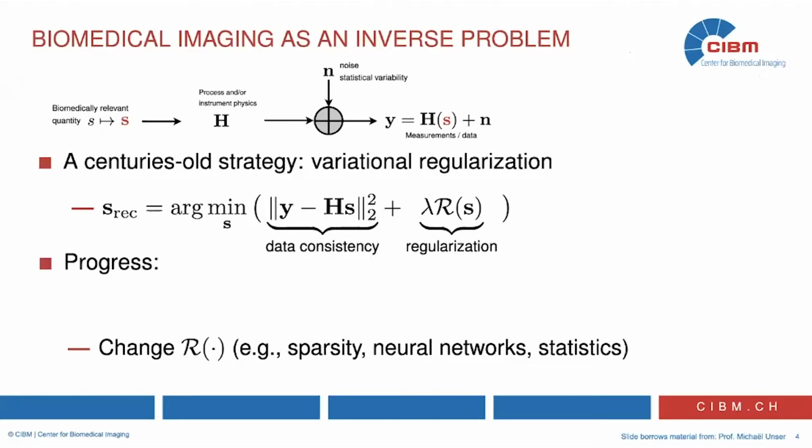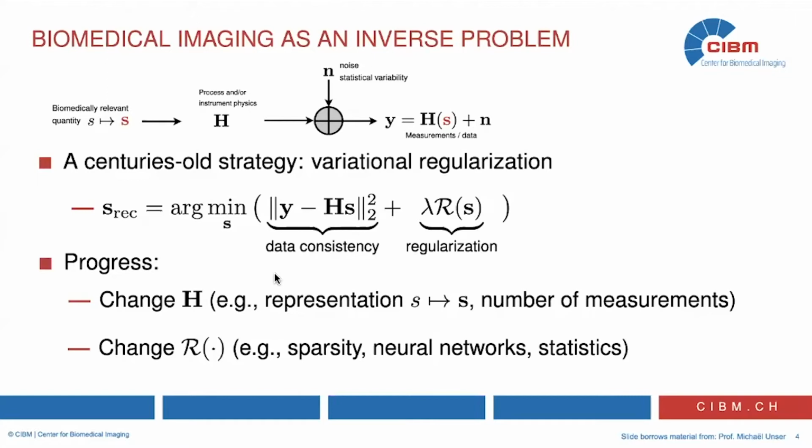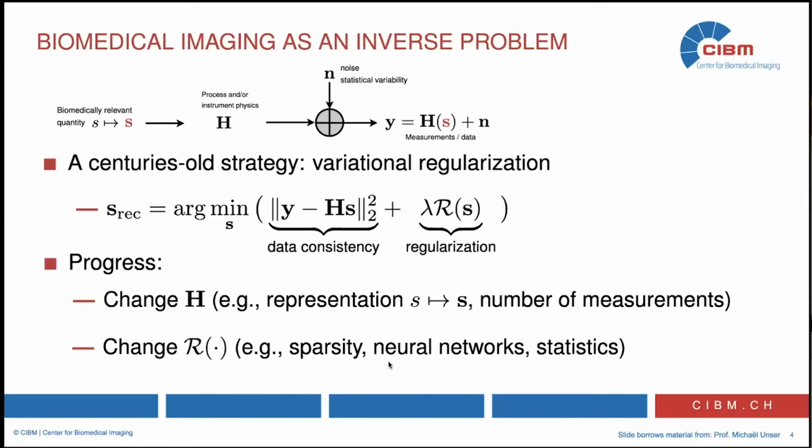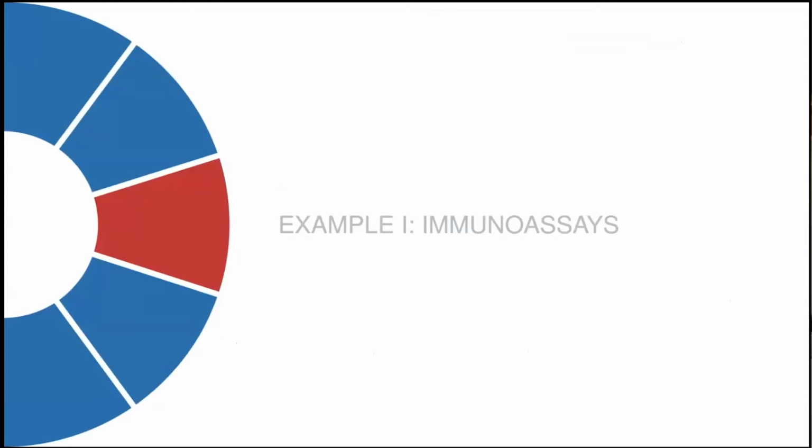And the progress in the field is measured by two things. So changing H. So here you have changes on the discretization, on the representation of the continuous quantity you want to obtain, in the number of measurements, like compressed sensing and so on, and changes in the regularization. So mathematically incorporating knowledge about the solution you want to have. So that you can do with sparsity, you can do nowadays with very popular neural networks, or you can do with better statistical models.